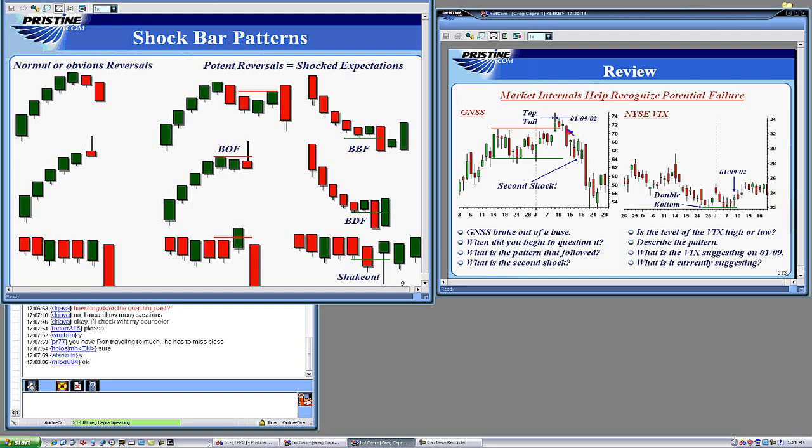You began to question that immediately. The pattern was the breakout bar failure. And here's your second shock, the gap down.